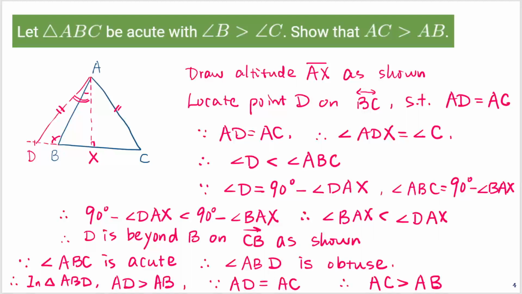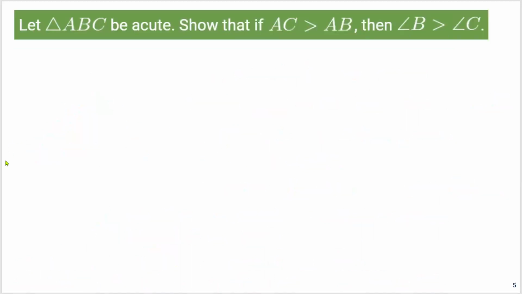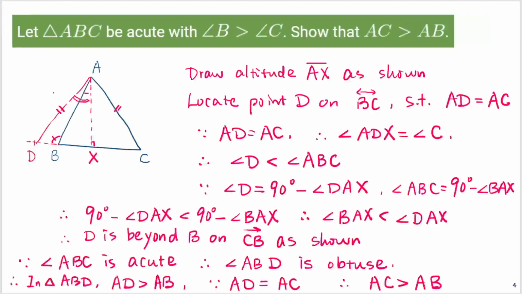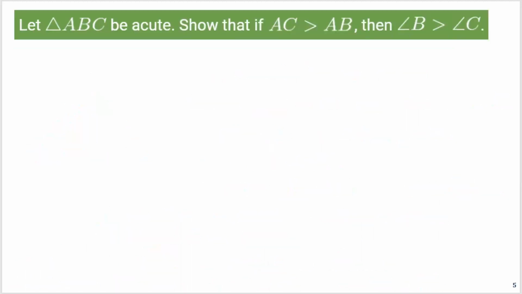All right, so let's consider the reverse statement here. If triangle ABC is an acute triangle, can you prove that if AC is larger than AB, then we have angle B is larger than angle C? Well, actually, the reverse statement is much easier than this one, right? I'll give you 2 minutes to think about this, and we'll have a look at the solution together, okay?